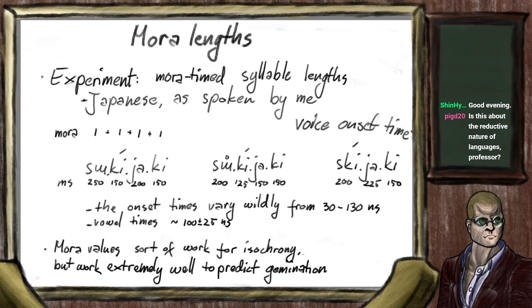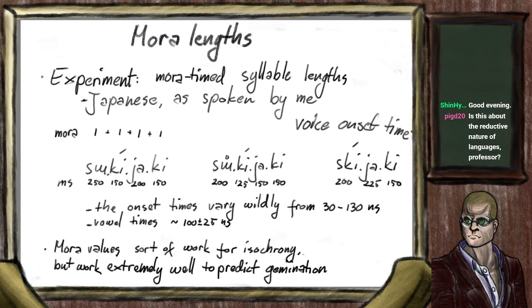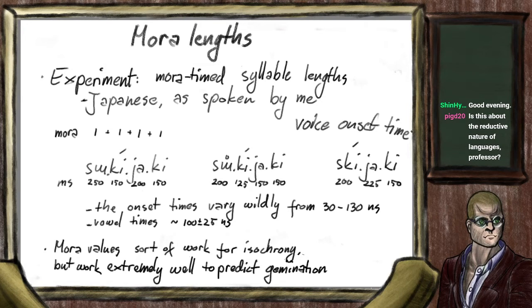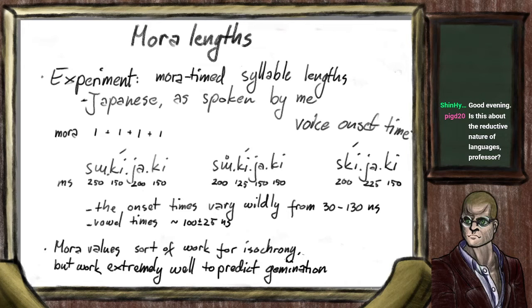And then having consonant clusters basically sums the voice onset times of these consonants, for they just stack one after another, and then the vowel begins.